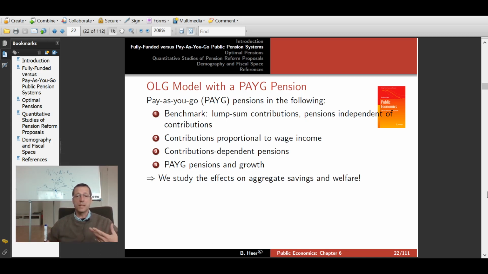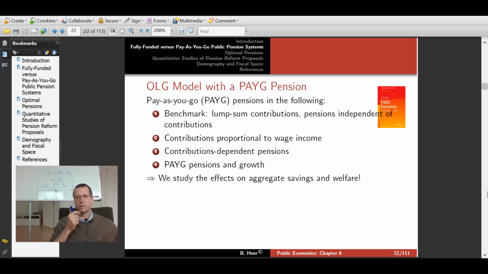Third, we will look at contributions-dependent pensions. So someone who contributes more to the pension system will also get a higher pension. And we look at the effects of growth. So let's just argue briefly why these four cases are interesting. Case one is just the benchmark case. And we want to compare it to the fully funded system if it makes a difference.